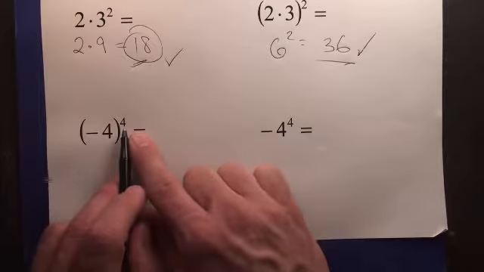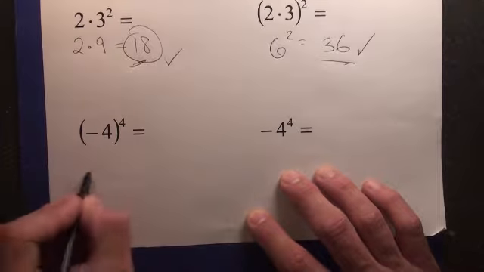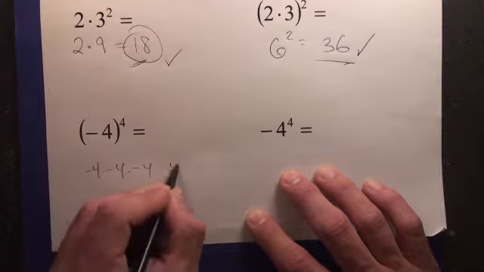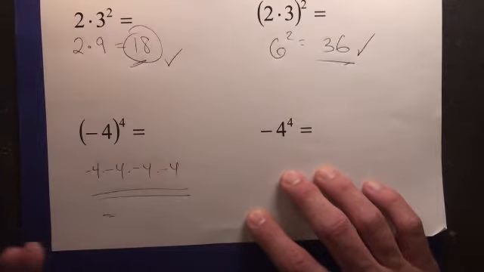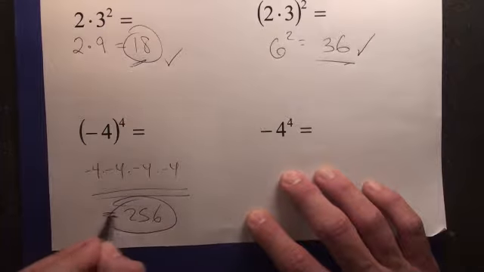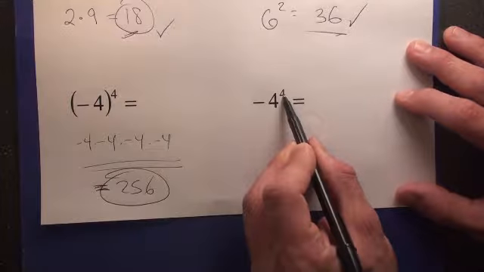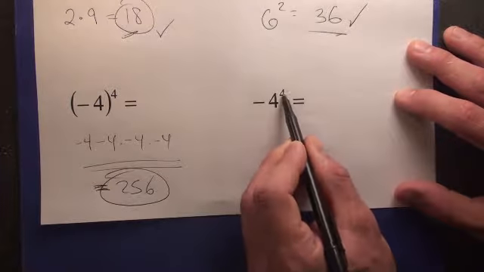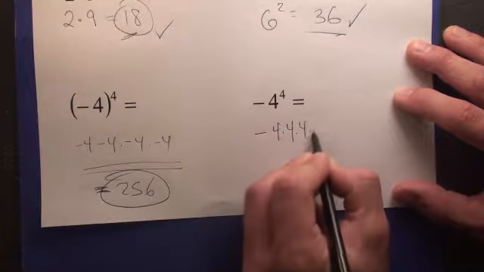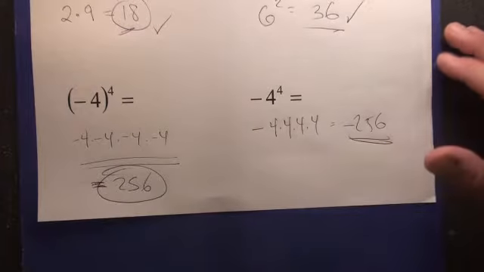If you have a negative 4 to the 4th power, this means 4 negative 4s. So you have 1, 2, 3, 4. There's a total of 4 negatives. Therefore, the answer is going to be positive 256. Here, again, this 4 is only responsible for that 4. It's not responsible for the negative. This becomes negative times 4 times 4 times 4 times 4, which is negative 256.